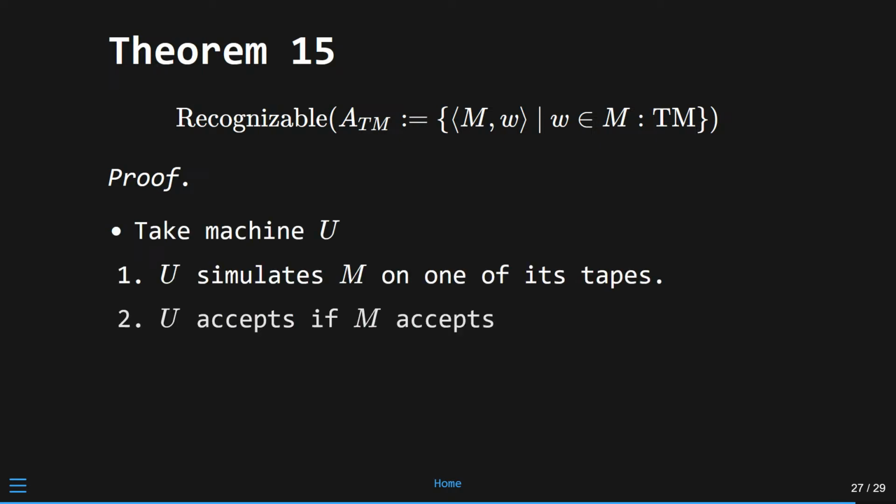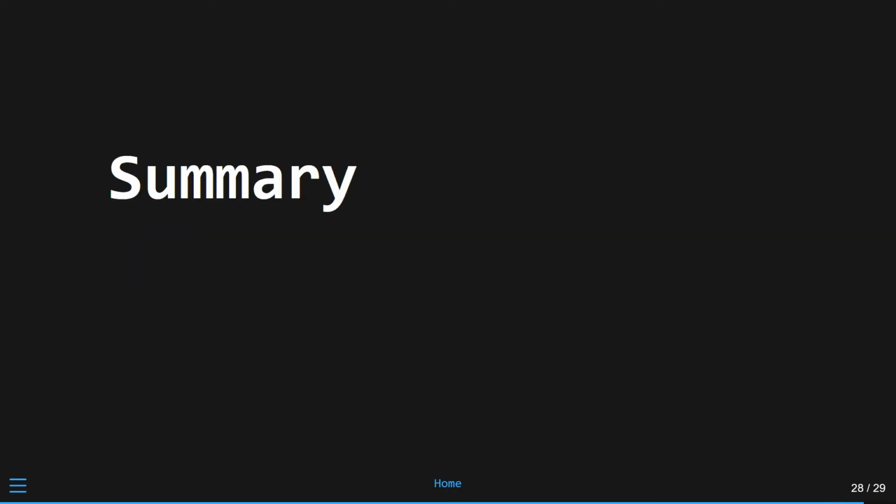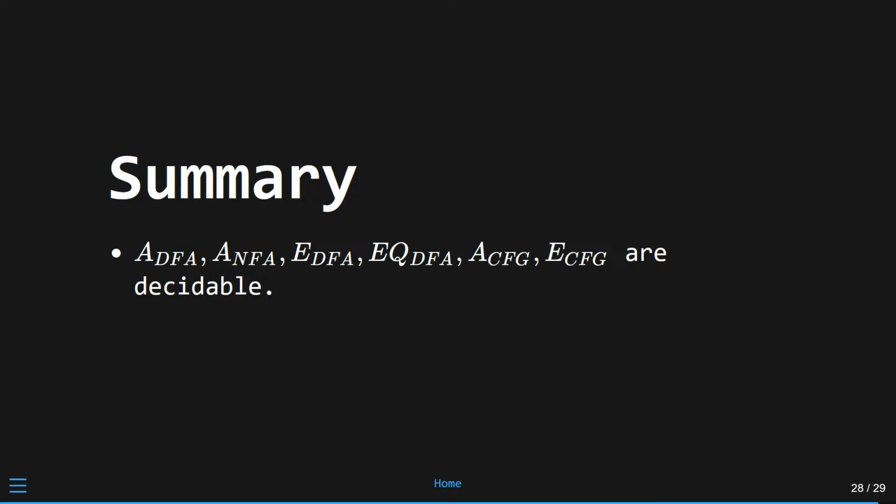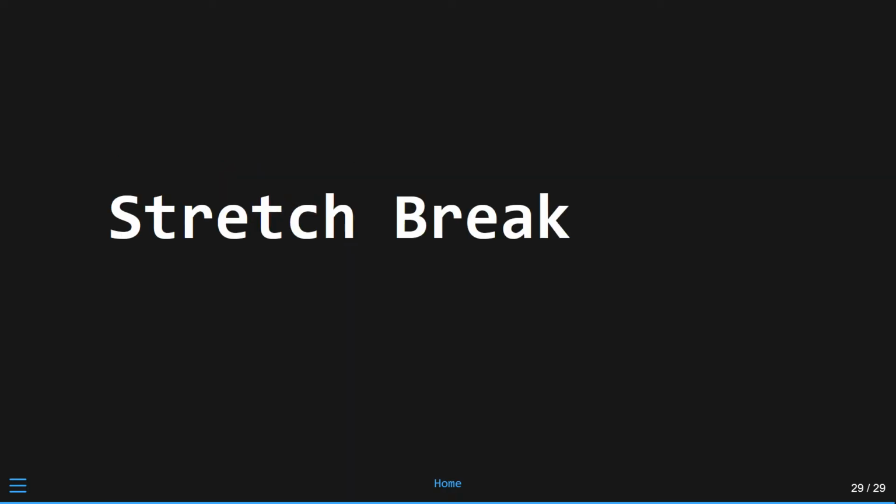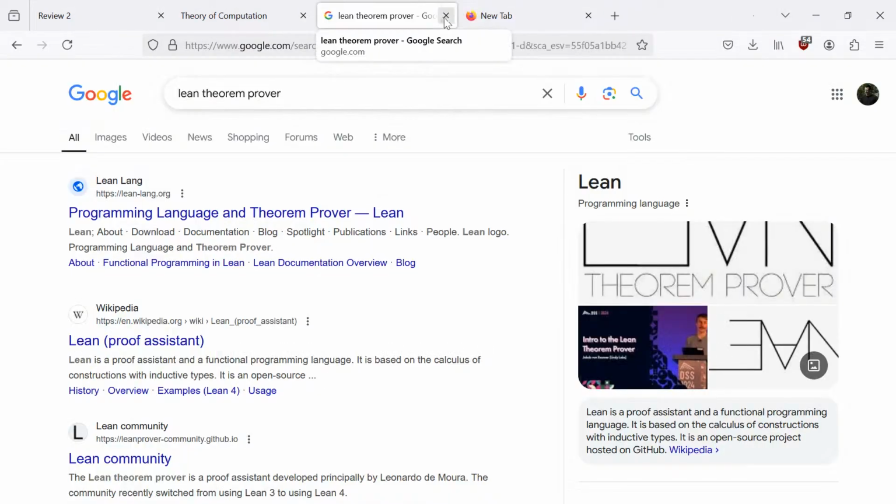So lastly, we have theorem 15. We take machine U, which simulates M on one of its tapes. It accepts if M accepts, and that's all. And here is our summary for today. We have 2 acceptance, 1 emptiness, 1 equivalence on DFAs and NFAs. And we have an acceptance and an emptiness on CFGs. We have some undecidable results, but we also show that one thing is recognizable, and that is the acceptance test for Turing machines. And with that, we're going to conclude for today.